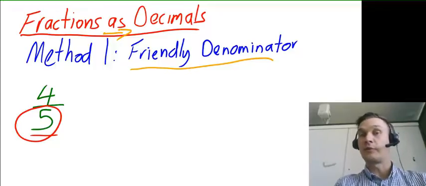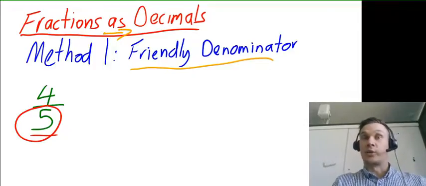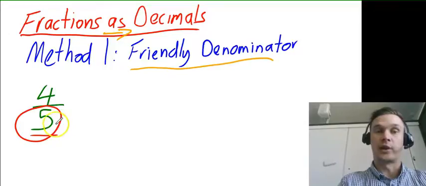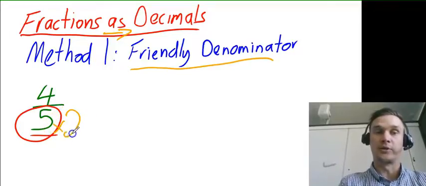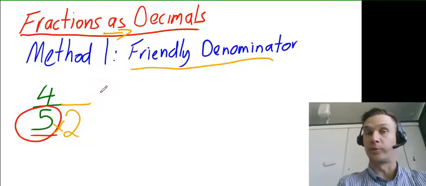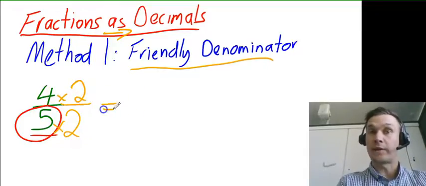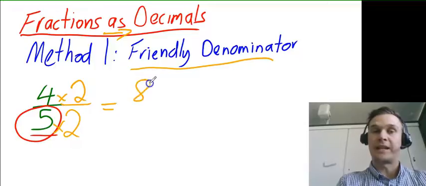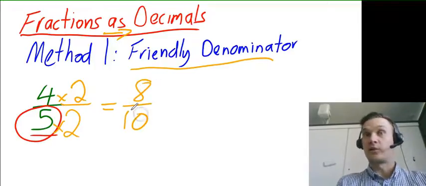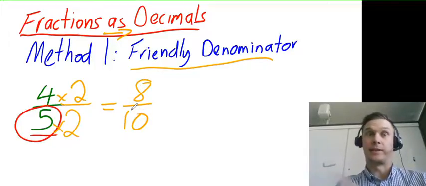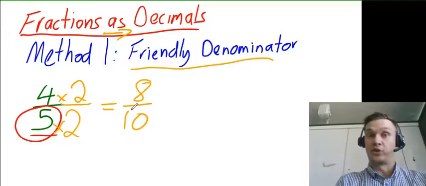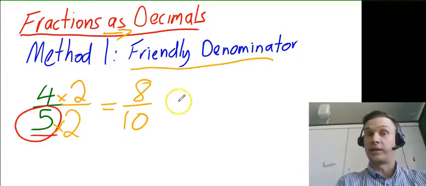So here we have 5. I can easily turn that into a 10. So all I need to do is multiply this bottom number by 2, and what I do to the bottom I must do to the top, so I also multiply the top number by 2. What that now gives me is 8 over 10, which is simply 8/10, and that's a fraction that we know. So 8/10 as a decimal is 0.8.